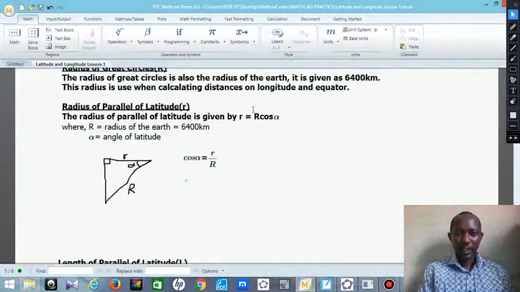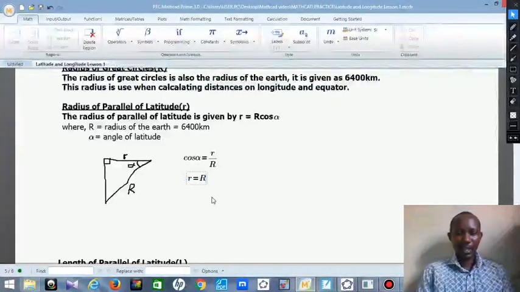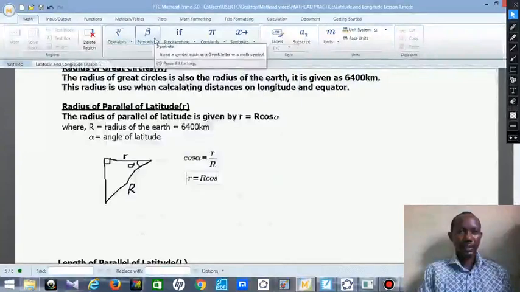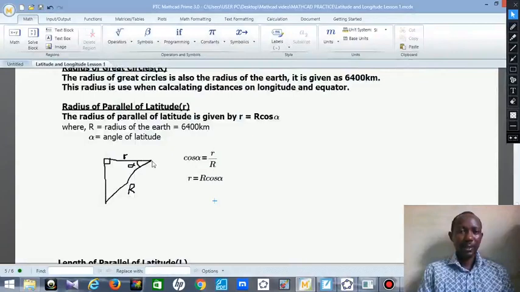Then how did we get this final small radius? Just cross multiply. So when you cross multiply, you are going to have small r is equal to capital R, which is the radius of the earth, times cos alpha. Let's put the alpha there. Okay, cos alpha. So that is it. So this is how we got this formula. Take note of it in case you want to derive it. That's why I did all this. So take note of this.